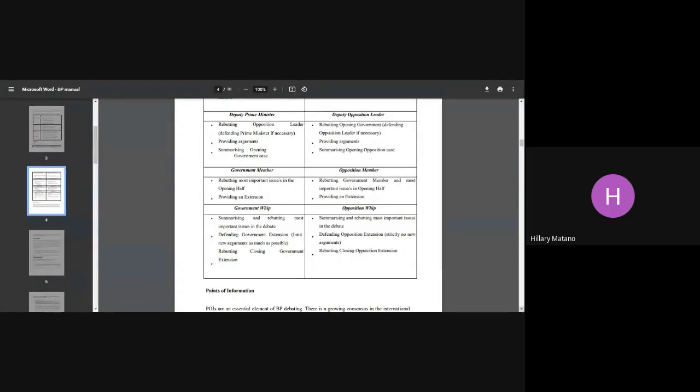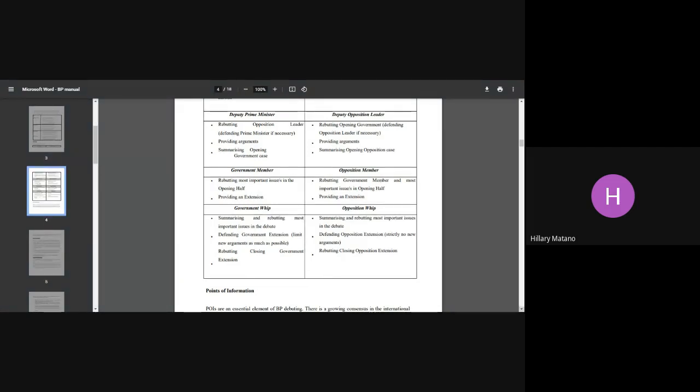The second half comprises the member of government and the government whip for the government side, and the member of opposition and opposition whip for the opposition side. So what roles are they playing? Since each of these teams are in competition, the member of government's role is to come and present what we call an extension.